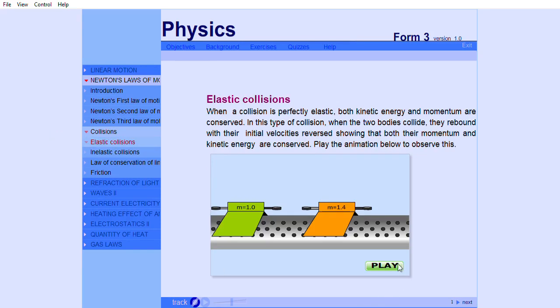Elastic collisions. When a collision is perfectly elastic, both kinetic energy and momentum are conserved. In this type of collision, when the two bodies collide, they rebound with their initial velocities reversed, showing that both their momentum and kinetic energy are conserved.